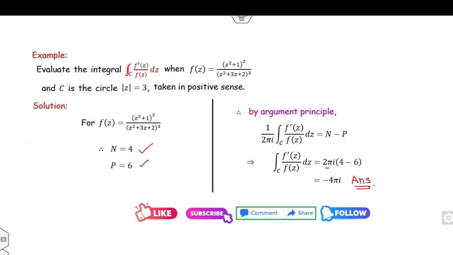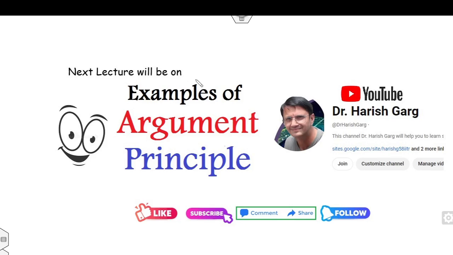This is the one example I have discussed in this lecture. We will cover 15 plus more examples on the argument principle in our next lecture.